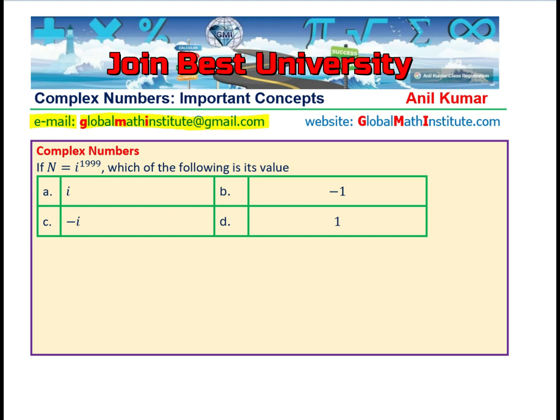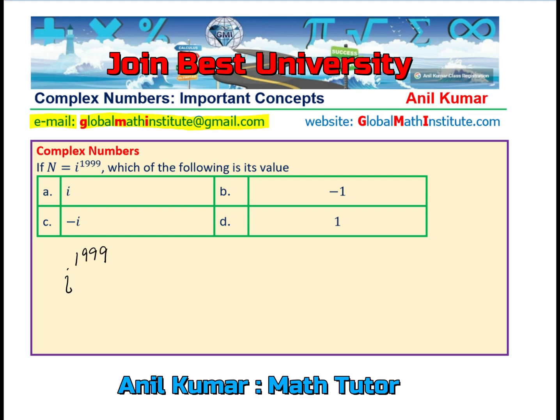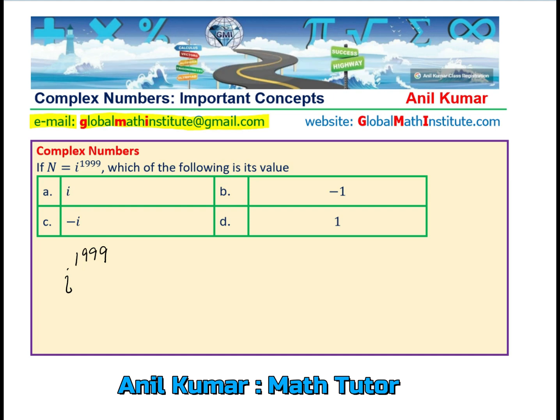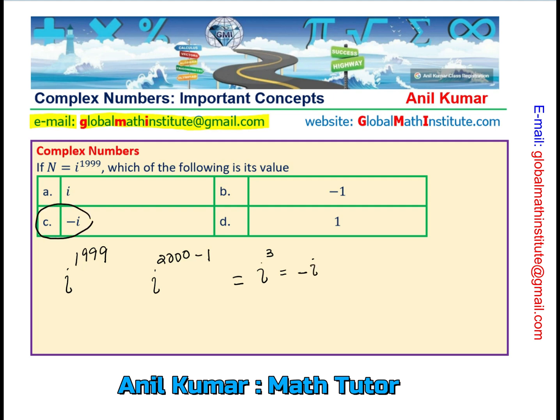So now the question here is i to the power of 1999. Well, we know it is like i to the power of 2000, right? It is not a multiple of 4. However, we can see that this is i to the power of 2000 minus 1, right? That means it should be equal to i cube, which is minus i. And therefore, we have option C as the right option. You get the whole idea.